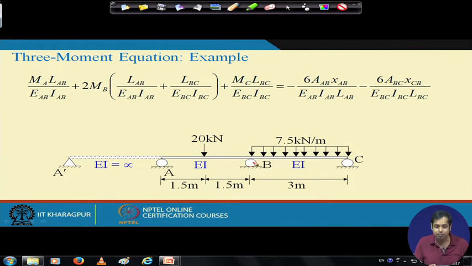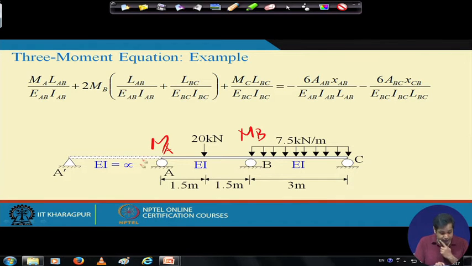Then you consider the three moment equation at B, and MC is equal to 0 here, because it is a roller support. Then again, by considering the three moment equation at B, you can get a relation between the moment at A and the moment at B. So, you have two equations which give you a relation between the moment at A and the moment at B, and if you solve those two equations, we can get the value of moment MA and MB. We can get this. Okay.